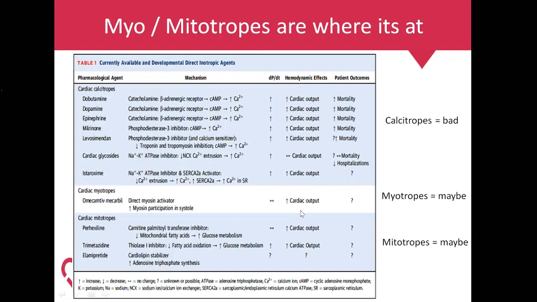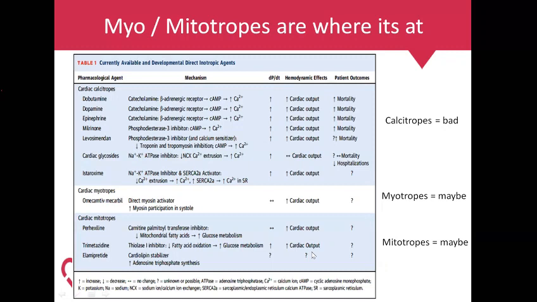And then you have the mitotropes, which act on the mitochondria or the metabolism. A good example that is available to us is trimetazidine, which has a 2A or a 2B indication according to different guidelines for heart failure. It changes the fatty acid oxidation to glucose metabolism. This also has some increase in cardiac output and ejection fraction without increasing the oxygen consumption of the heart.